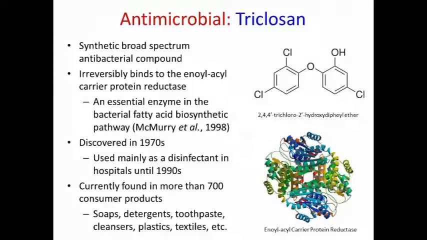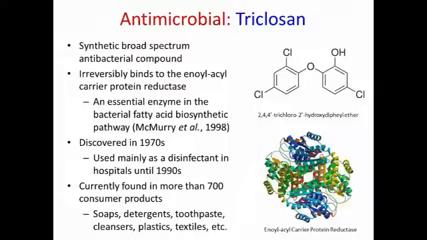So this is the structure of triclosan. It's a synthetic compound. It was discovered in the 1970s. At first, it was mostly used in hospitals as a disinfectant. This was in the 1970s and 80s. But in the mid-90s, they realized that the general public had a lot of interest in buying products that were antibacterial. And so they began putting triclosan in a wide array of different commercial products.